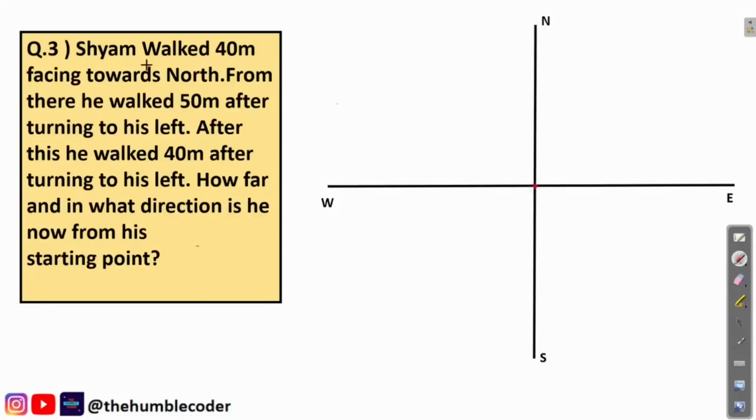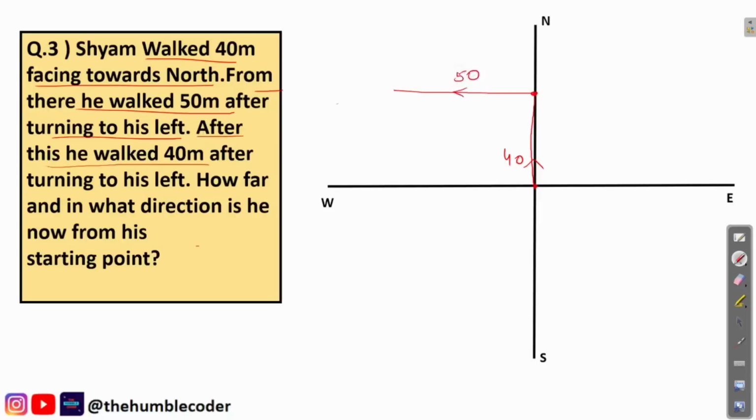Okay, next question: Shyam walked 40 meters facing towards the north. So Shyam walked 40 meters. So currently Shyam is at this point. Now from there he walked 50 meters after turning to his left. So the left of Shyam is this. So 50 meters in this direction.